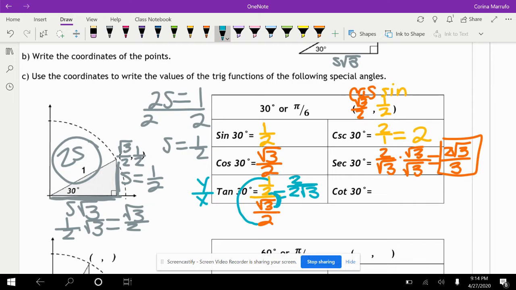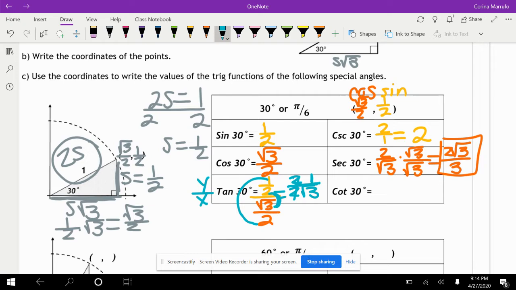Okay, so then what happens here? You have a 2 on top and a 2 on bottom. They cancel each other out. And we're going to be left with, since there's nothing left on the top, we have to put a 1 there. So it's 1 divided by the square root of 3, but the same thing happens again. We cannot have a square root on the bottom.